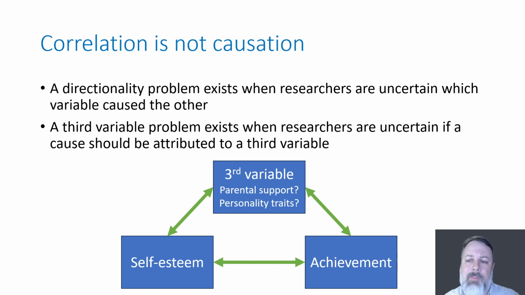Or maybe there's something about personality traits that explains either some or part of this relationship. And this is why we can't just use correlational methodology to answer causality. Correlation does not result in causation.